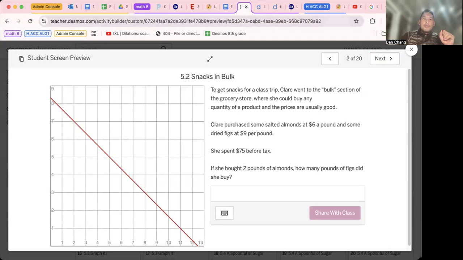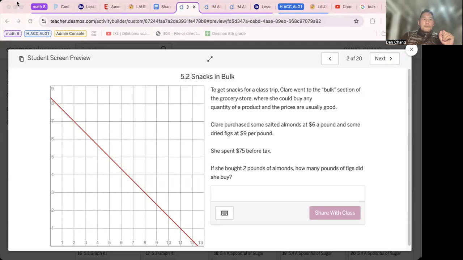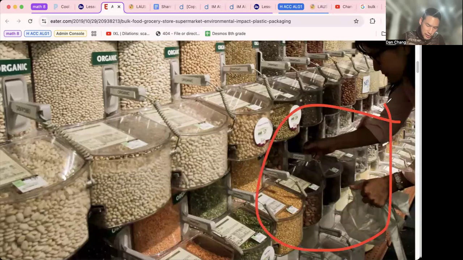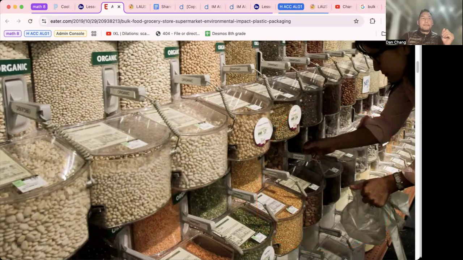So if you're curious what this really means in real life, you guys have probably seen this at a grocery store. But if you haven't, this is what we're talking about. This is the bulk section. You can see you've got all these bins, you've got a bag, and you got a scooper, and you can just scoop different weights of nuts, dried fruit, etc., and put it into your bag and pay for everything by weight. So that's what we're talking about here.